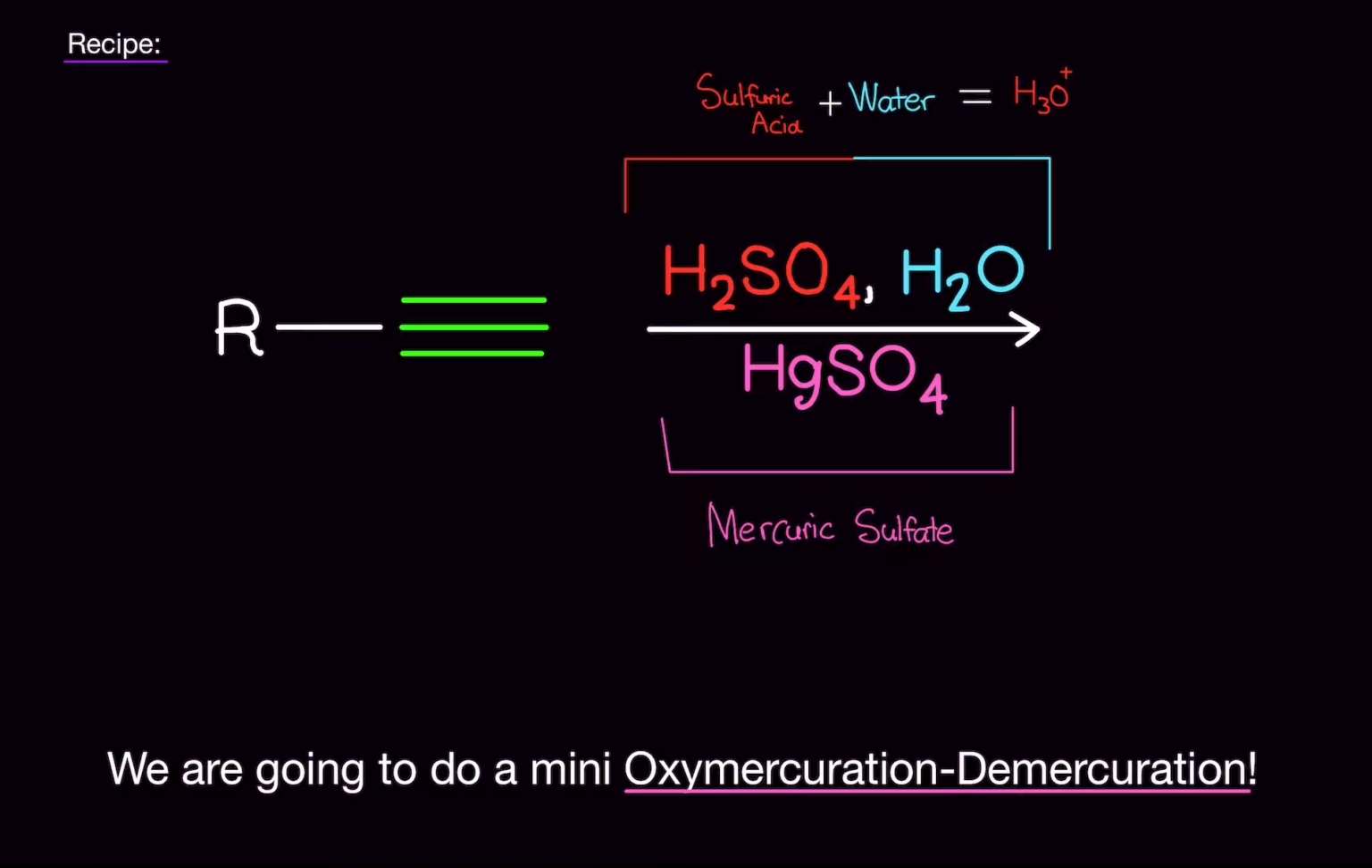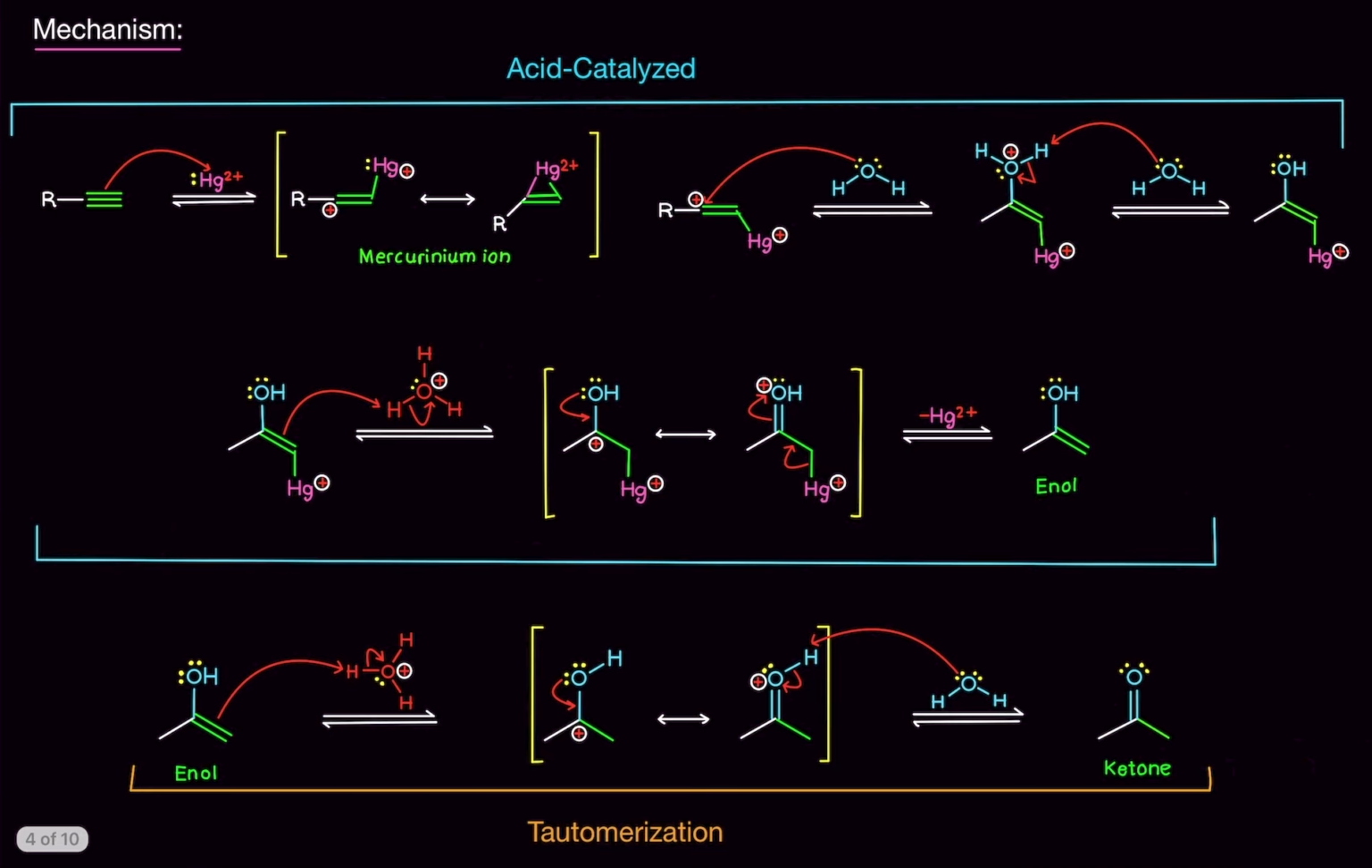Now, what we're going to do is a mini oxymercuration-demercuration reaction. Hopefully you remember that when we talked about alkenes. So, hopefully you see mercury and you're like, okay, oxymercuration-demercuration. Here's the mechanism. The first two sections are about acid-catalyzed hydration, and the last section here is about tautomerization. So let's go over it.